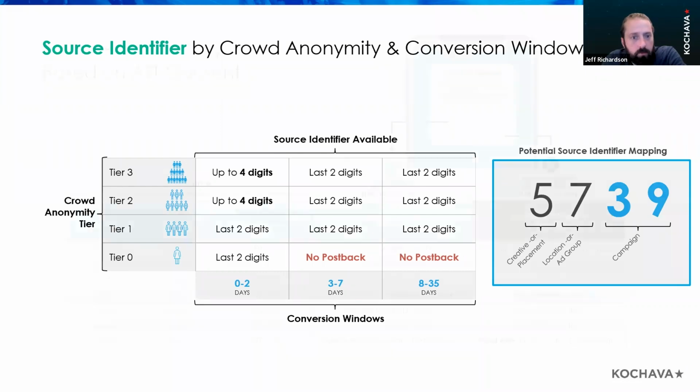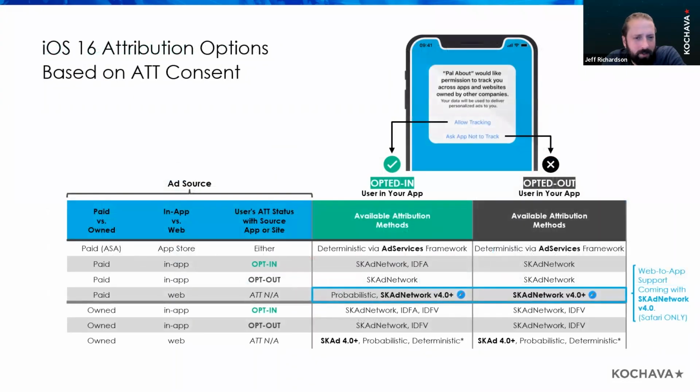I'll jump to this. This slide is really easy on the eyes. I know some folks have probably seen variations of this before, when we were trying to convey essentially a pivot table or grid of attribution options. At this point there's iOS 14 in here too a little bit, but if we think about iOS 16 plus, once V4 for SKAdNetwork is in place, and the new options with web to app support with Safari.